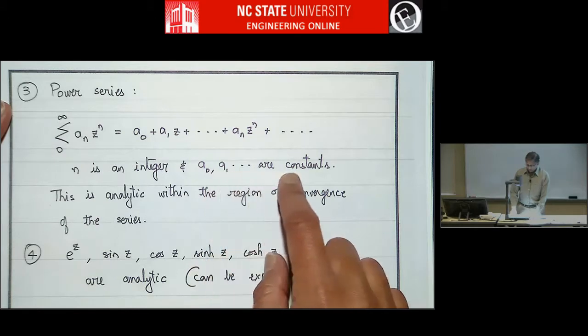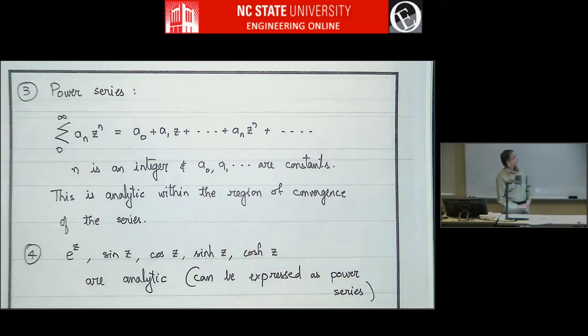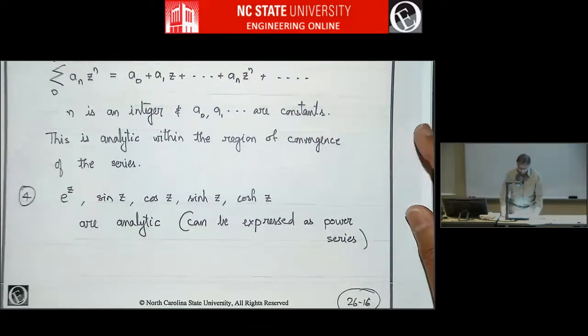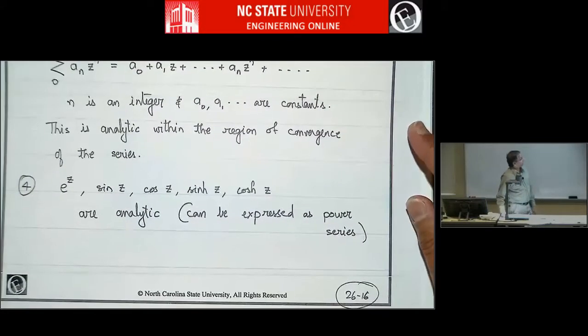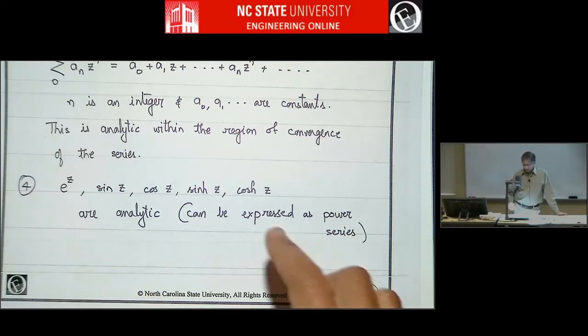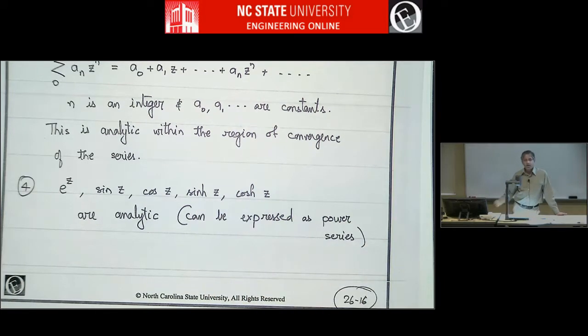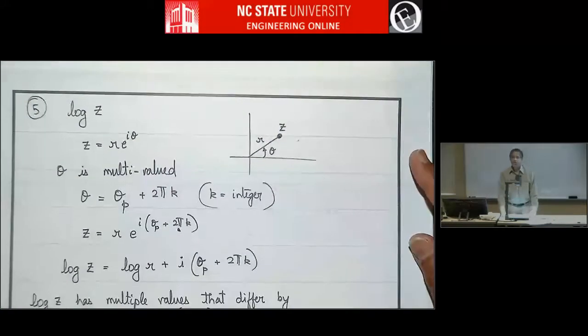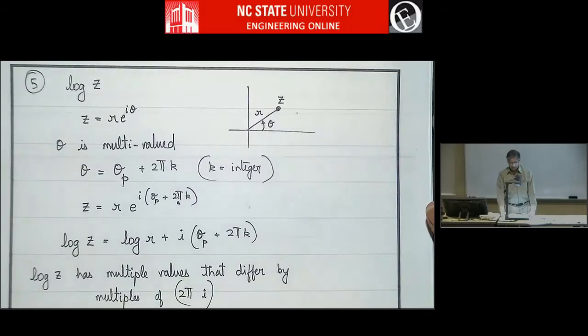Where a1, a2, a3 are all complex constants. This is also analytic within a region of convergence. And because a power series is analytic, we can take a lot of these kind of functions like exponential, e to the power z, sine of z, cosine of z, sine, hyperbolic cosine. These are all analytic because they can essentially be expressed as power series. I'm just going to list them, and I think for our purposes that's all we need. We'll just take it that somebody has actually gone and verified all these things.